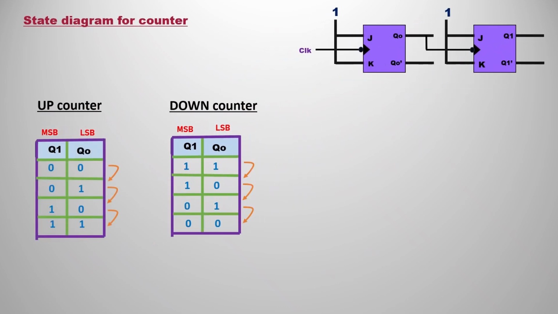If you see the basic thing, an up counter means these are the truth tables. It will start from 0 and end at 3. So 0 to 1 is one transition, 1 to 2 is one transition, and finally 2 to 3 is one transition. The vice versa transitions are known as down counter transitions.